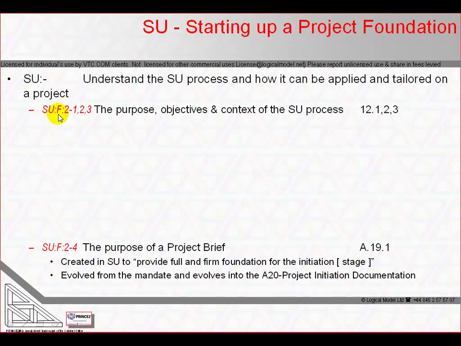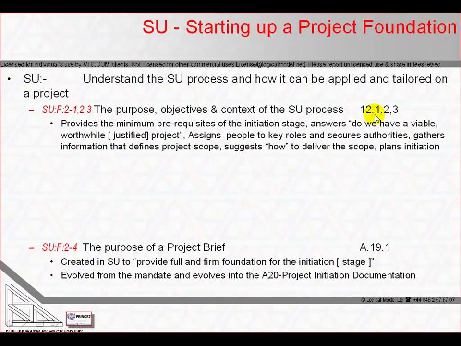This is the foundation level that requires the purpose, objectives and context at level 2, which is understanding or comprehension of the components, and syllabus items 1, 2 and 3 are purpose, objective and context, and they come from manual section 12.1, 12.2 and 12.3. We've already covered one of the important quotes.